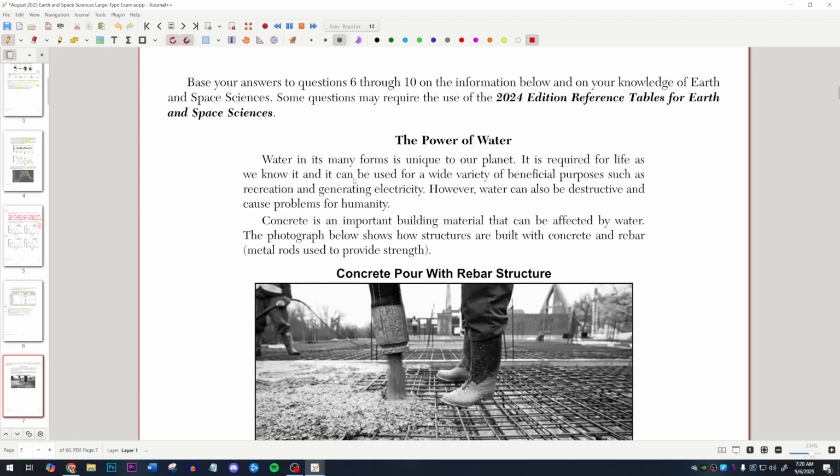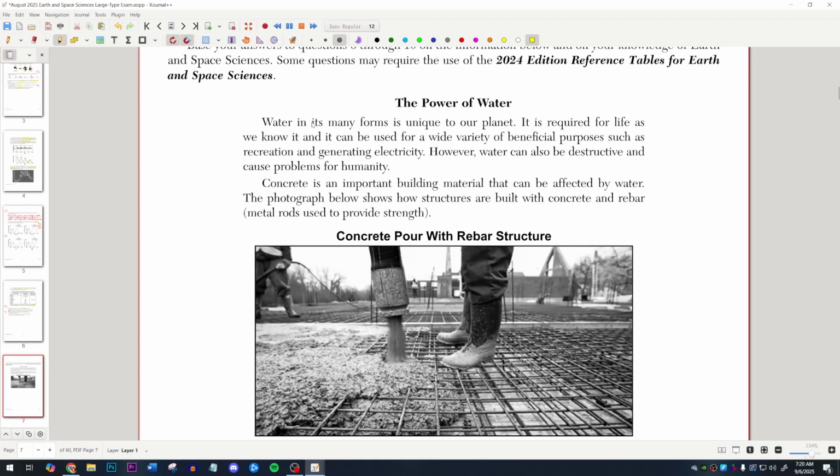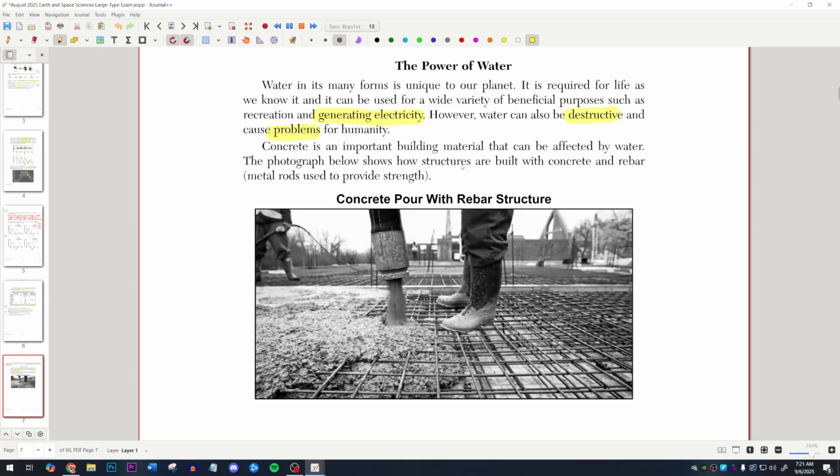Okay, we're going on to the next cluster here. So we're at the power of water. We're going to highlight water in its many forms is unique to our planet. It's required for life as we know it and can be used for a wide variety of beneficial purposes such as recreation and generating electricity. That's probably what they're going to ask about. It could also be destructive and cause problems for humanity. Concrete's an important material that could be affected by water. We show how structures are built with concrete and rebar, which are metal rods to provide strength.